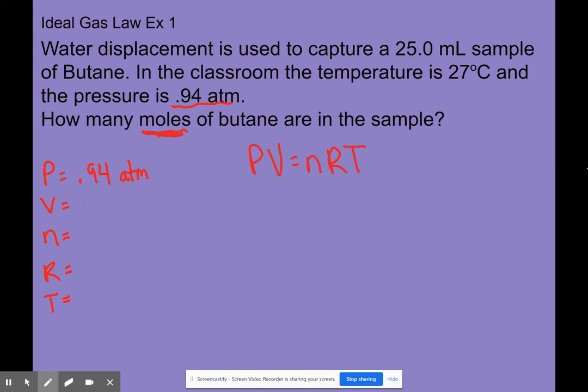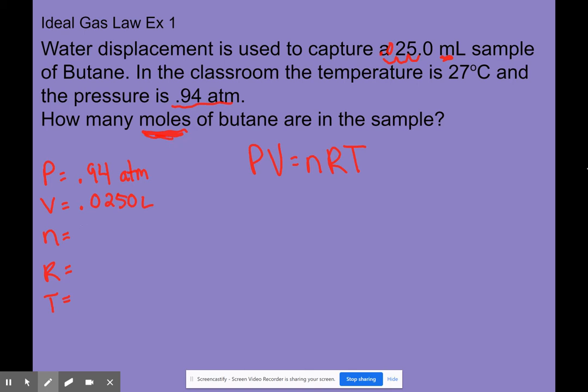Volume, 25 milliliters. This has to be in liters, and we'll see why in a second. So remember, there are 1,000 milliliters in 1 liter, right? Milli. And so I go 1, 2, 3. So just remember that I'm going to move the decimal place 3 places to go from milliliters to liters. So the volume then would be 0.0250 liters.